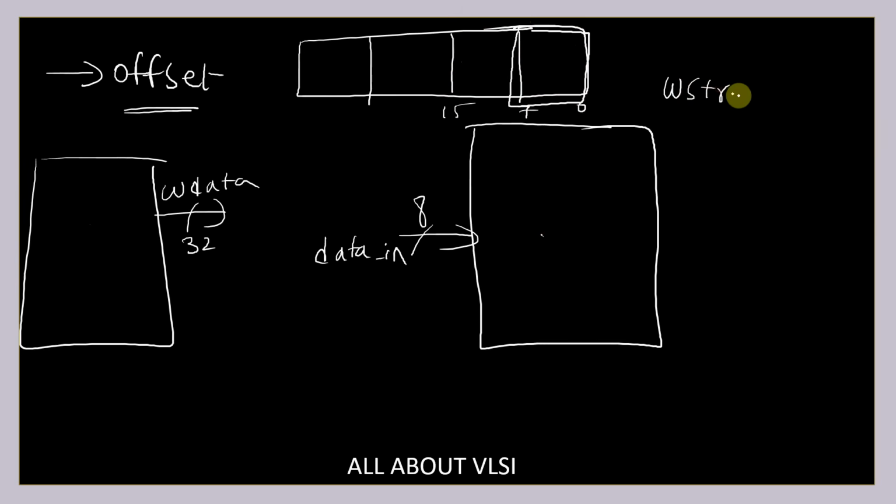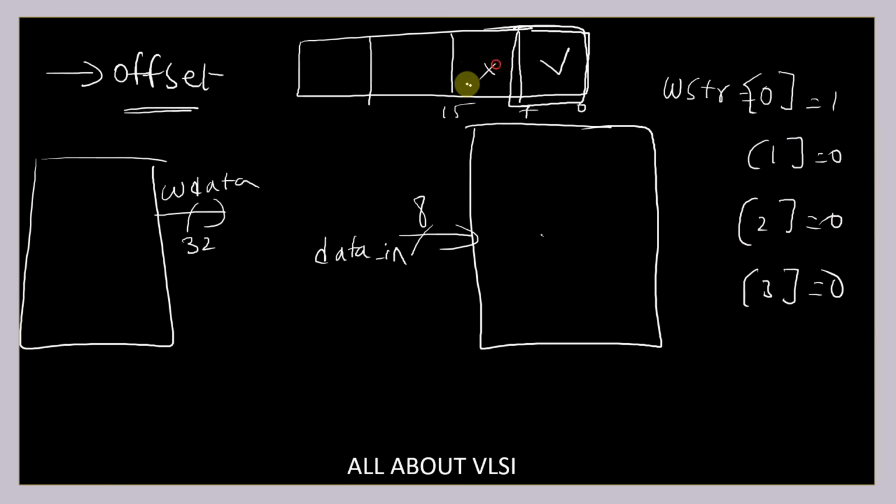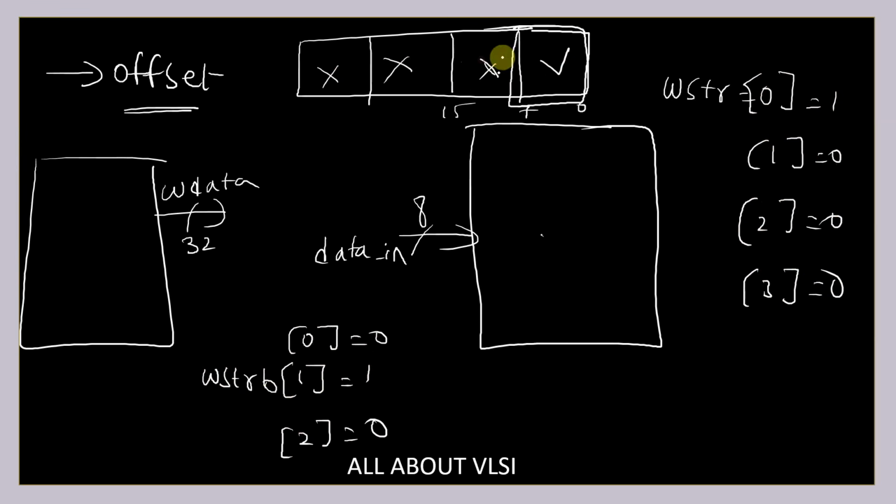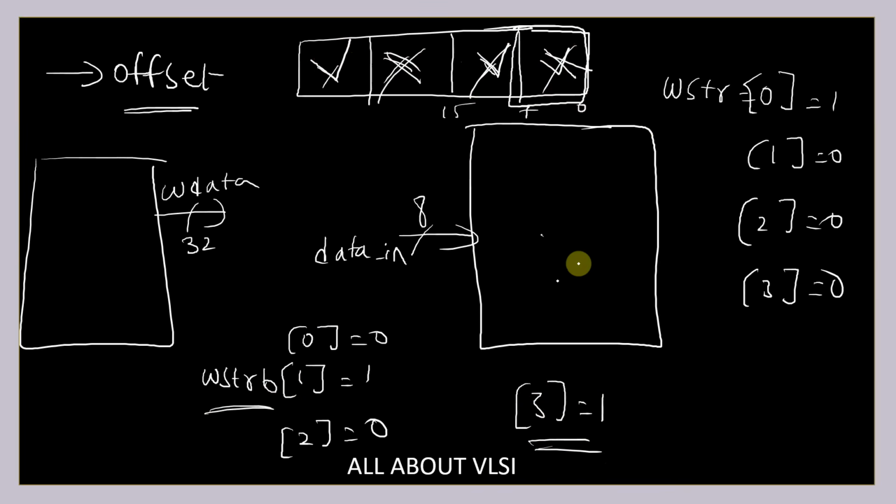If W strobe of 0 is equal to 1 and the remaining are all equal to 0, that means only the first byte lane is valid and the remaining are all invalid. Suppose my master makes W strobe of 1 equal to 1 and the remaining all 0, then the second byte lane is valid and the remaining are invalid. If it makes the third byte lane equal to 1, then that is the valid byte lane and the remaining are invalid. So using this W strobe, the master indicates which particular byte lane is valid so that my slave can sample it.